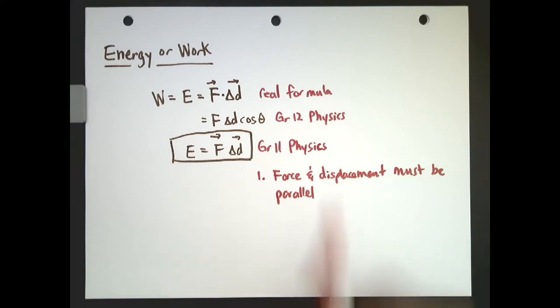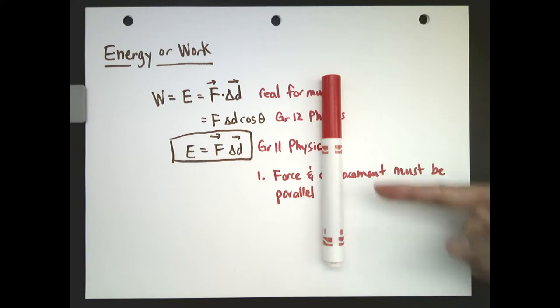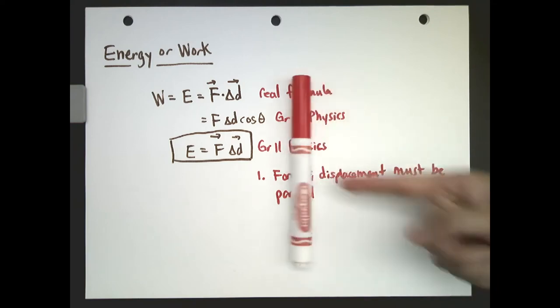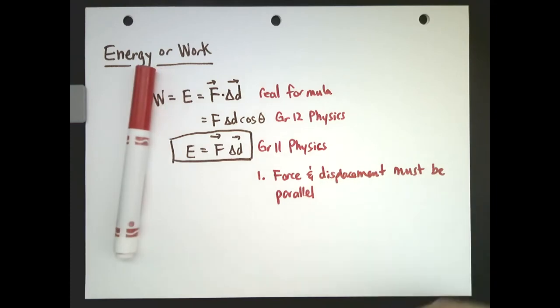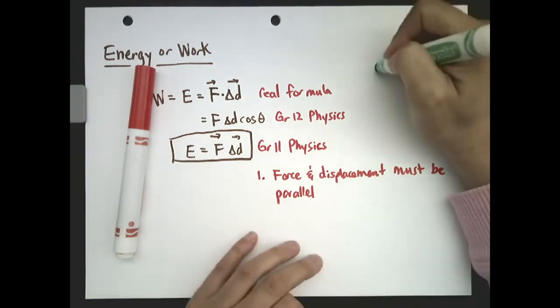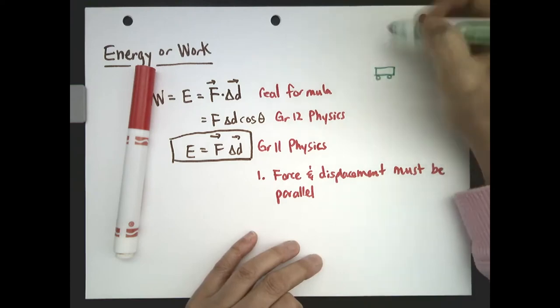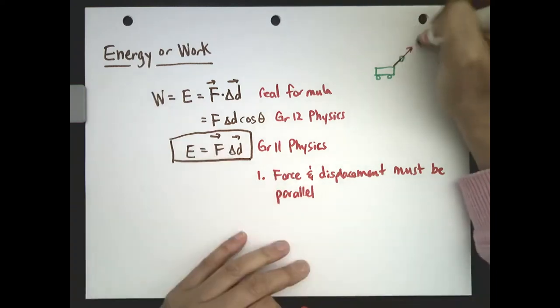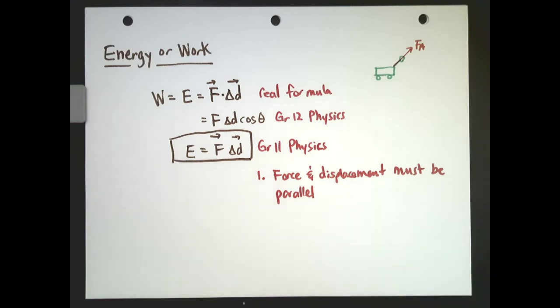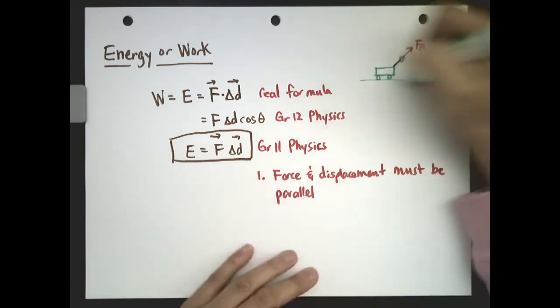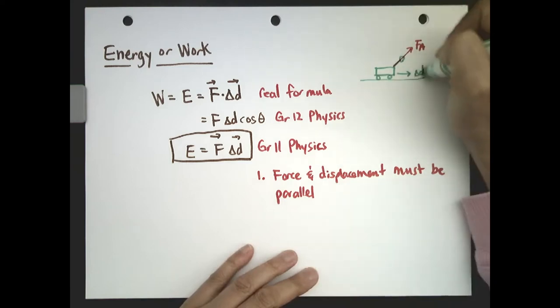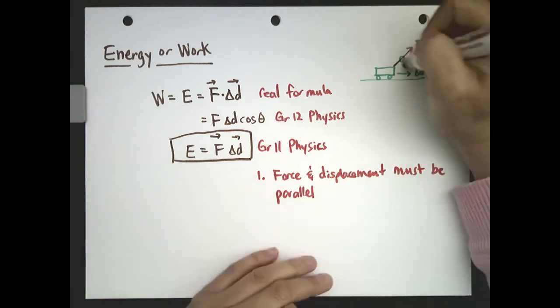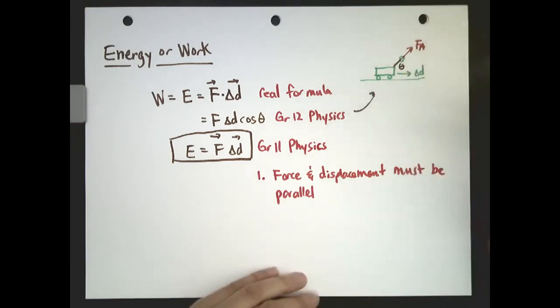I'll give you examples of forces that are parallel to each other. For example, let's do this marker here. I'm going to push it this way, and the displacement is also that way as well. So that's parallel. An example that is not parallel would be, for example, let's say you have a wagon and you are pulling it up here on an angle. That's F_A, but the wagon technically goes this way. That's your displacement. Therefore, there is an angle here, and you'll actually do this in grade 12.